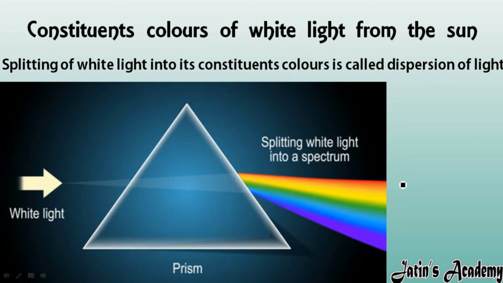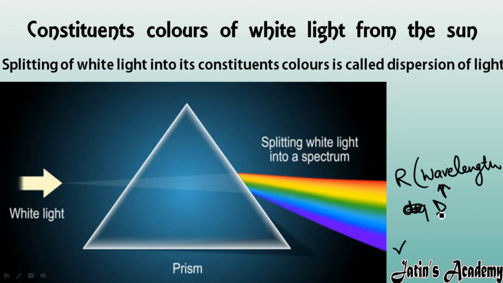Why? Because the wavelength of red color is maximum, so it deviates the least. In violet color, the wavelength, or lambda, is minimum, so it deviates with the larger angle. You have to remember this, as questions come in exams many times. Which color deviates the most in a spectrum? Violet deviates the most and red deviates the least.